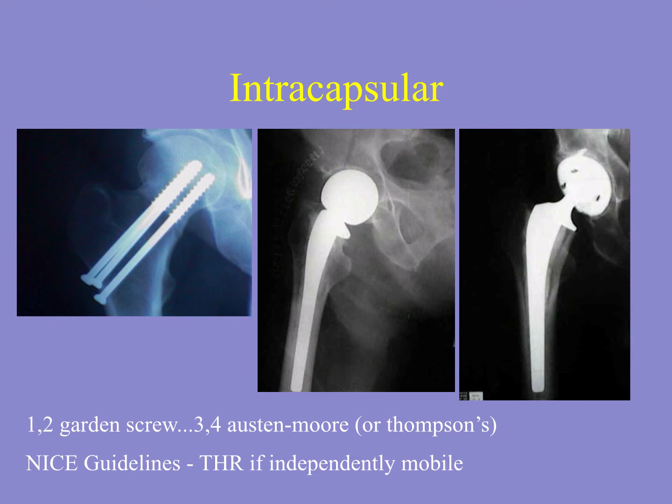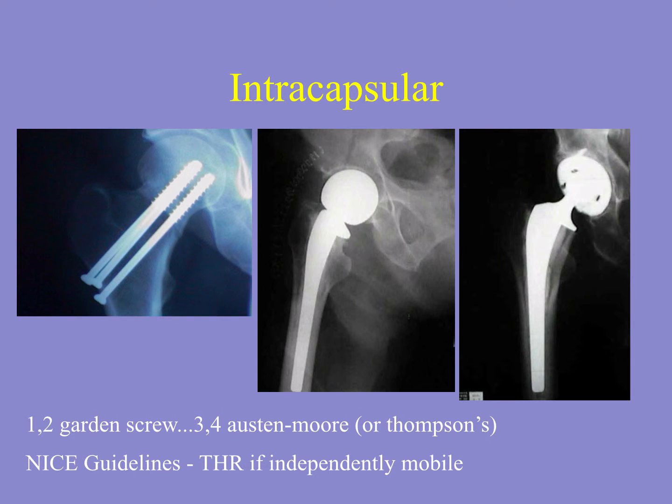The Austin Moore is an uncemented type of prosthesis which replaces the femoral head and has a stem which extends down the femoral shaft. A Thompson's or Exeter trauma stem are cemented versions of this type of prosthesis. Garden screws are simple cannulated screws which extend from the femoral neck into the femoral head.